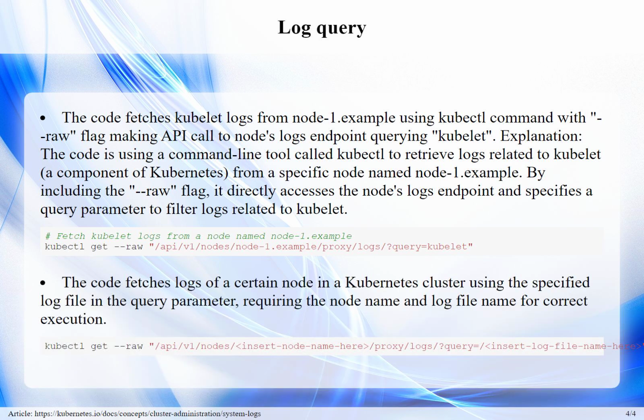The code retrieves the logs of a specific node in a Kubernetes cluster by querying the log file specified in the query parameter. The node name and log file name need to be inserted into the command for it to function correctly.